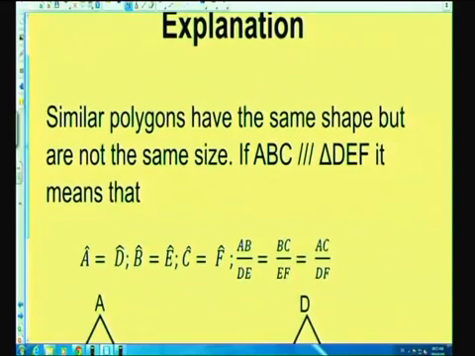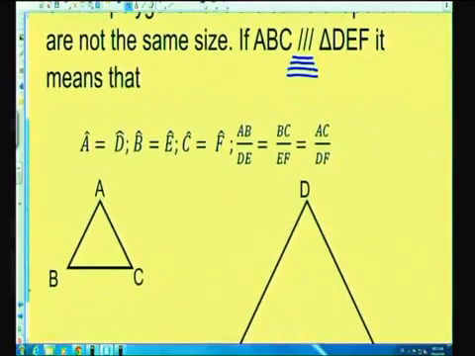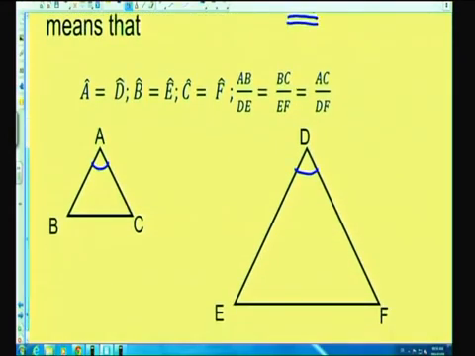Okay, it says here similar polygons have the same shape but are not the same size. That is what we've been discussing. If triangle ABC is similar, that sign over there that I've just put in means similar to, triangle DEF, it means that angle A equals angle D. So let's get the drawing up so we can refer to it. So angle A equals angle D, angle B equals angle E, and angle C equals angle F. So you see how I'm saying these corresponding angles are equal positioning-wise.